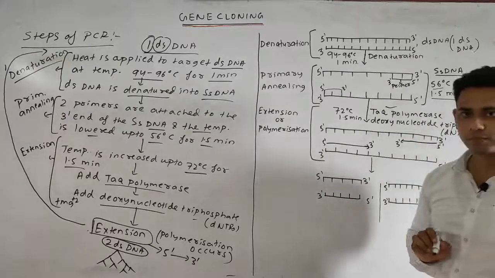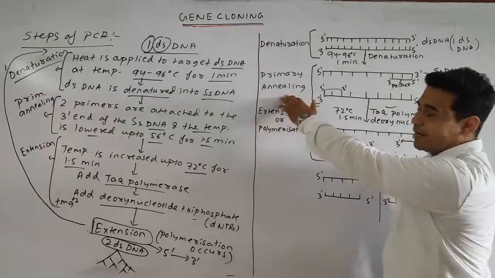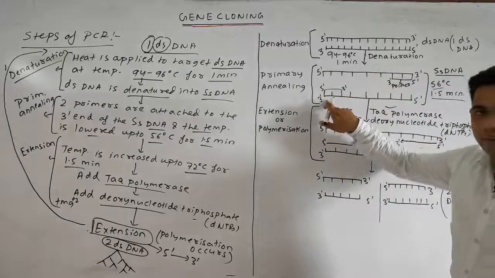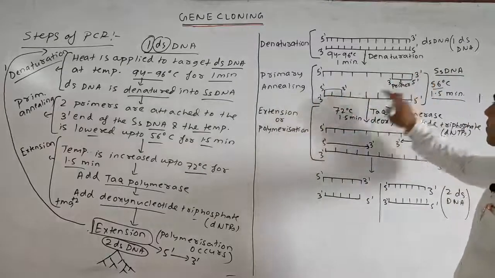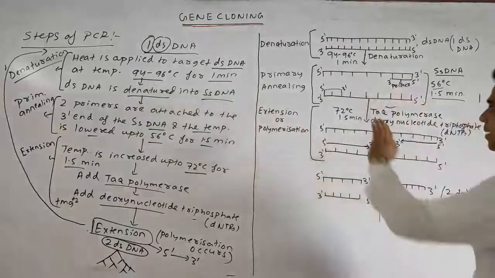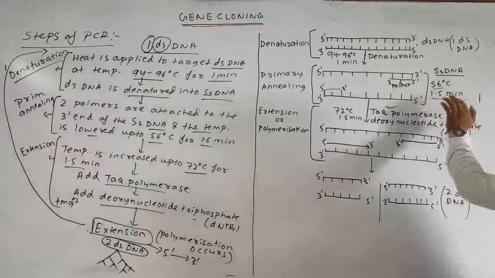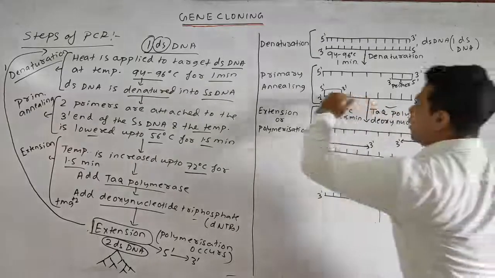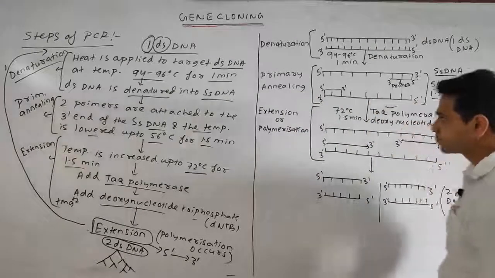Now it is two single-stranded DNA, and the temperature is lowered up to 56 degrees centigrade for 1.5 minutes. The second step is your primary annealing, in which two primers are being attached. Always the primer will be attached at the 3' end. So this one is your primer that is being attached. Up to this is your primary annealing.